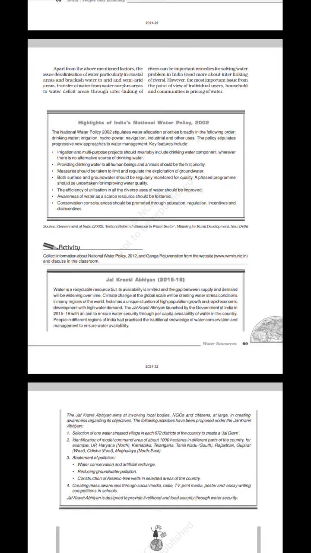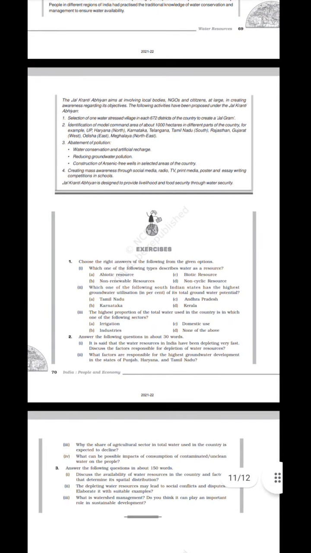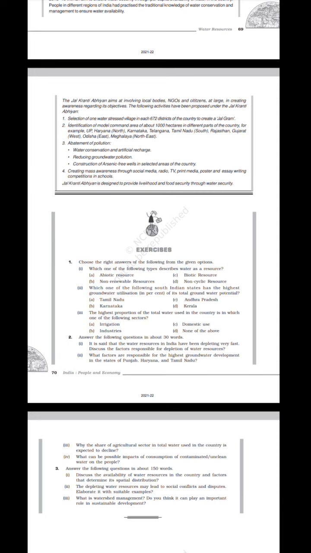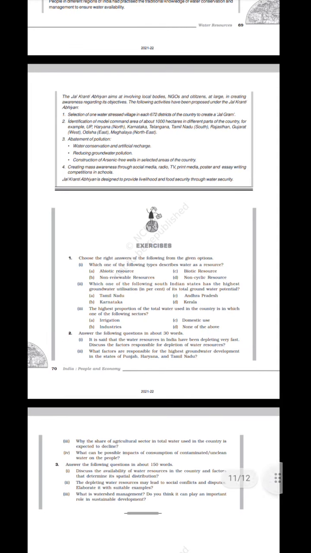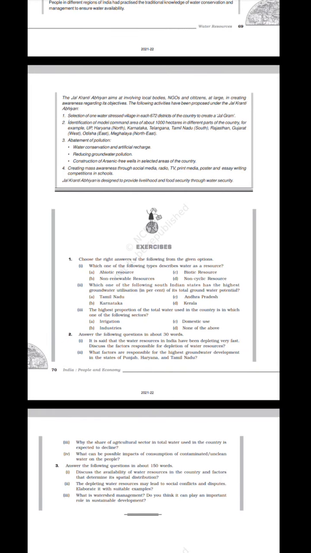People in different regions of India had practiced the traditional knowledge of water conservation and management to ensure water availability. The Jal Kranti Abhiyan aims at involving local bodies, NGOs, and citizens at large in creating awareness regarding its objectives. The following activities have been proposed under the Jal Kranti Abhiyan: selection of one water stressed village in each of 672 districts of the country to create a Jalgram.